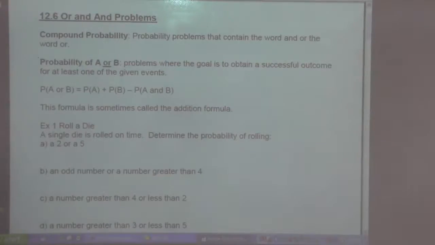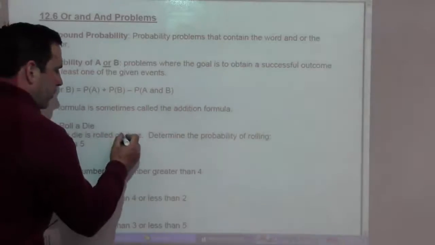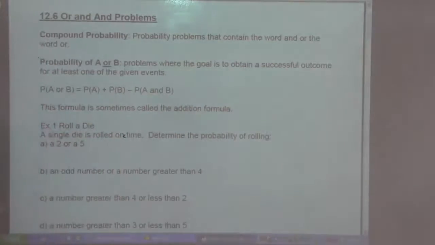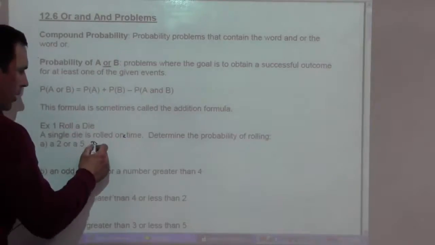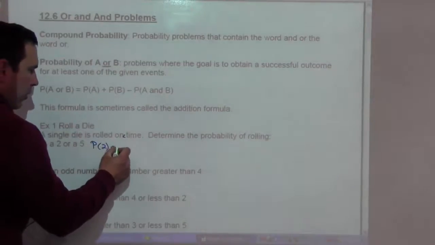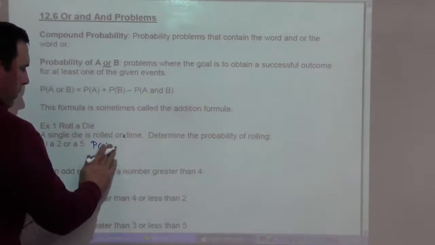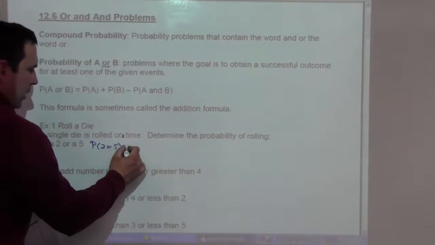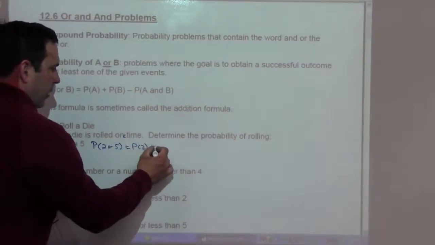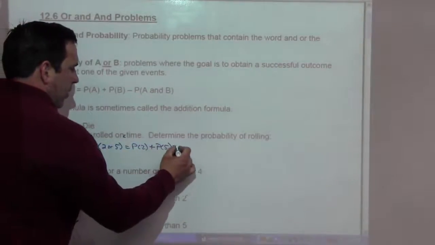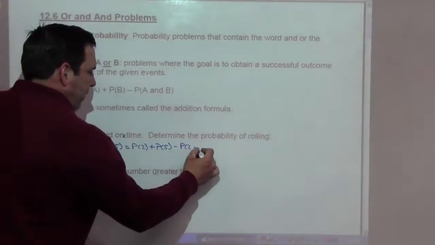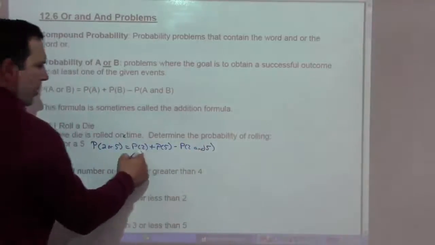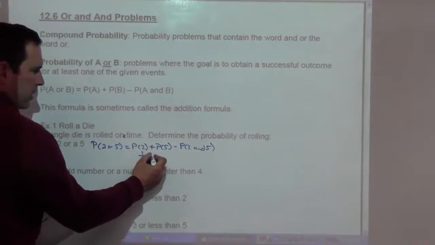So, a roll of a die. A single die is rolled, I should say not one time, but one time. Determine the probability of rolling a 2 or a 5. So the probability of rolling a 2 or a 5 is the probability of a 2 plus the probability of a 5 minus the probability of a 2 and a 5. Now the probability of a 2, that's 1 out of 6.